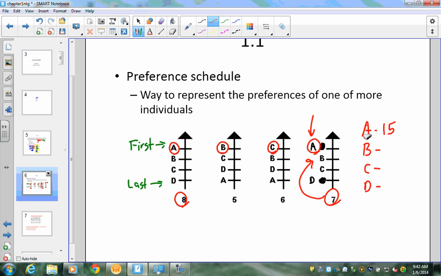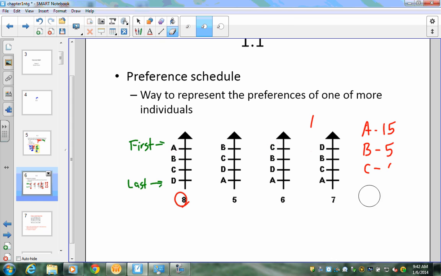How many first place votes does B have? 5. How many first place votes does C have? 6. Now lastly, let's look at D. Remember, I changed this last one for this particular question. How many first place votes does D have? Well, D's not in first place at all, so D gets a big fat 0. So this is how you figure it out, and you could do this for every place whatsoever.